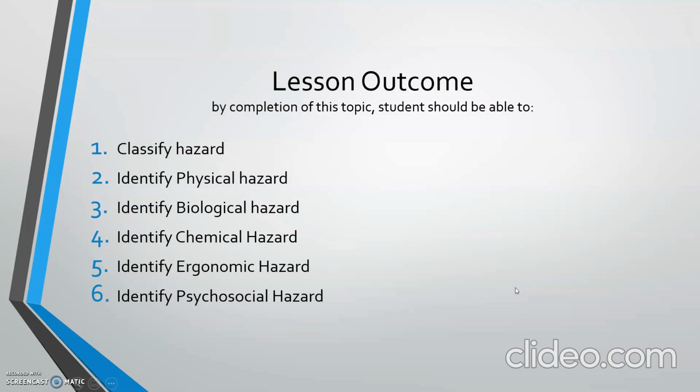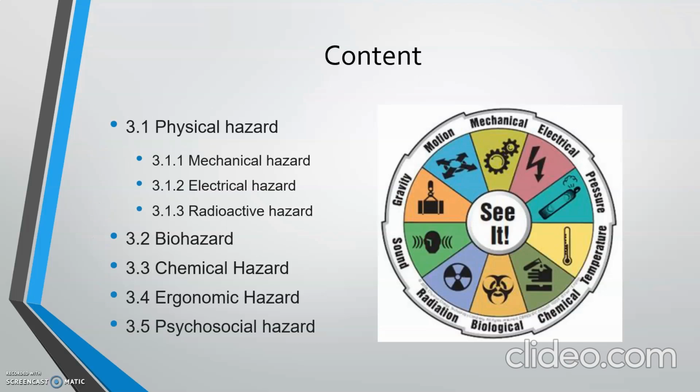Okay, so the lesson outcome by completion of this topic, you should be able to first classify hazard, and then you should be able to identify physical, biological, chemical, ergonomic, and psychosocial hazard. Okay, for this video, I will explain about point 3.1 physical hazard and 3.2 biohazard only.